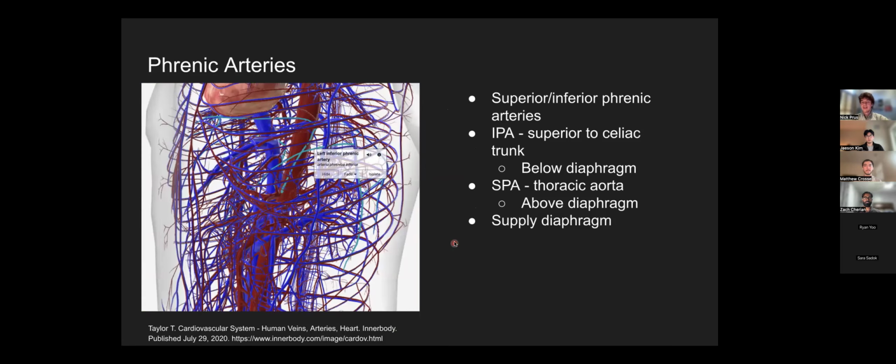Phrenic arteries, these are included just for completeness. You have the superior and inferior phrenic arteries. The inferior ones arise just superior to the celiac trunk. So this is the celiac trunk, and these are the inferior phrenic arteries, and they run below the diaphragm. Then you have the superior phrenic arteries, not in this image, which branch off of the thoracic aorta, and both of them supply the diaphragm.